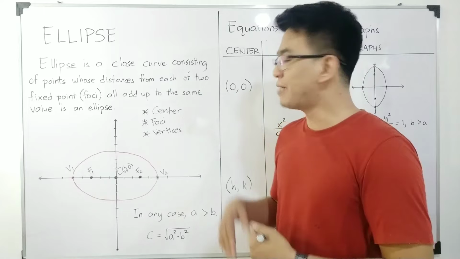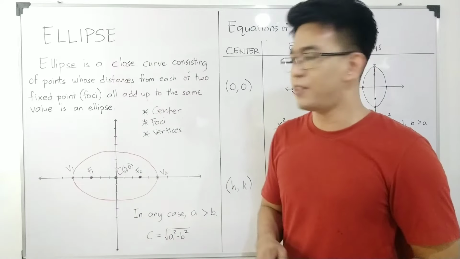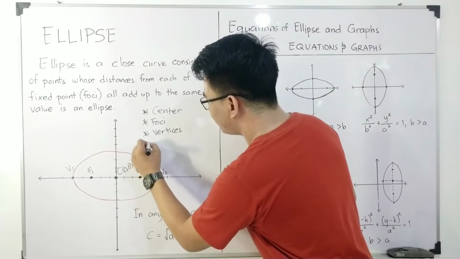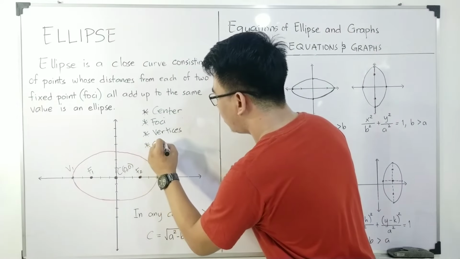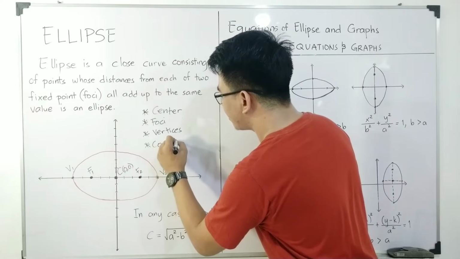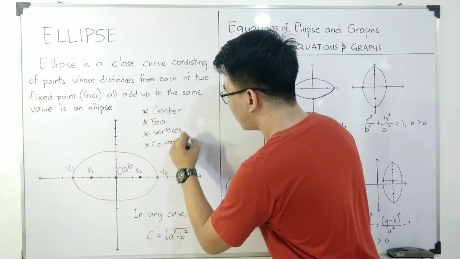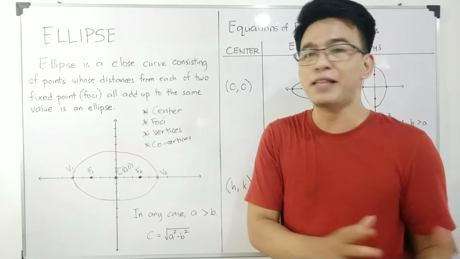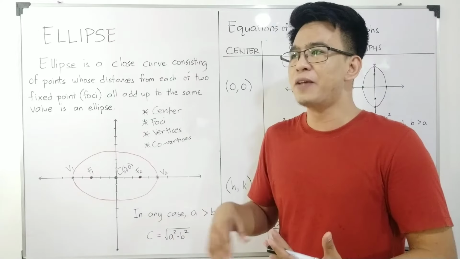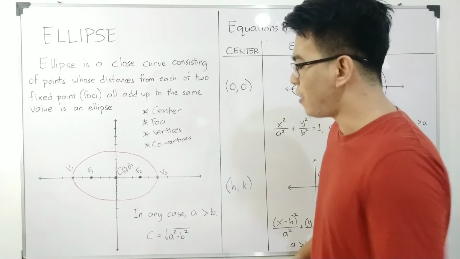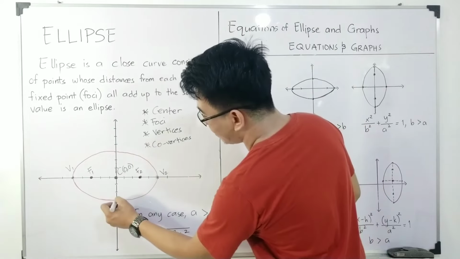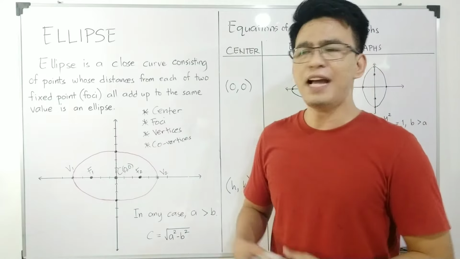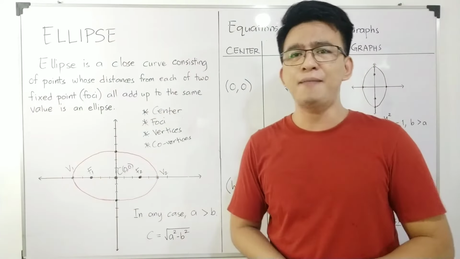Okay? Now, let's move on to the other parts. Yung ibang parts natin, meron pa tayo, lagay natin ditong co-vertices. So, nasan po yung co-vertices? So, kung meron tayong vertices, meron tayong co-vertices. Later on, sabihin ko sa inyo bakit siya tinawag na co-vertices. Ang co-vertices natin ay nandito. Yan.